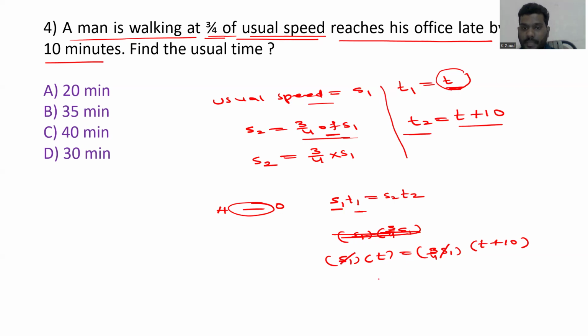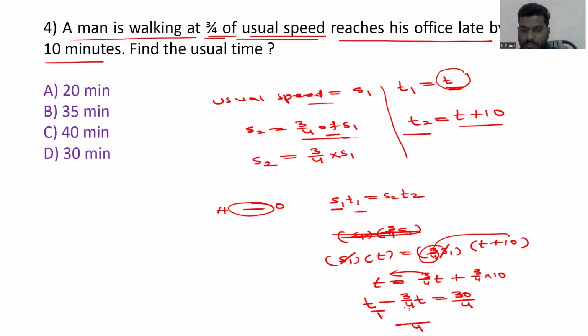Next, what is the next step? T equal to 3 by 4 into T plus 3 by 4 into 10. Okay. Next, bring the T terms to this side. That will become T minus 3 by 4 T equal to 30 by 4. Taking LCM, the LCM of 1 and 4 is 4. So 4 into T, 4T, 1 into 3, minus 3T equal to 30 by 4.